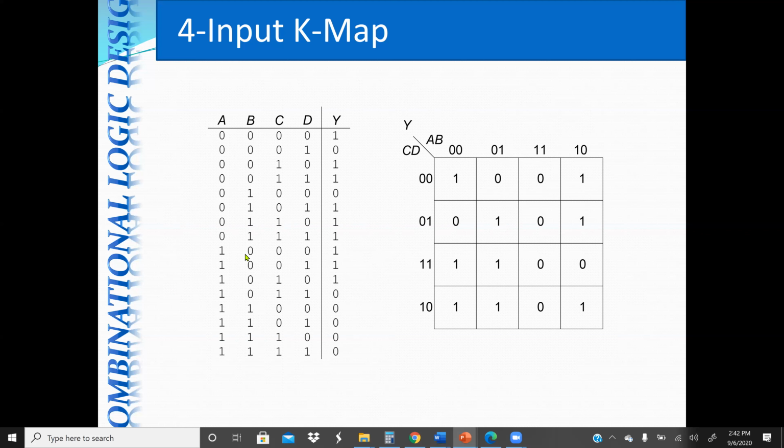Then we go to another one, 0110. So 0110, so we have our 1. And then you keep going through. So everywhere we have the 1s as our output, we mark it 1 throughout.